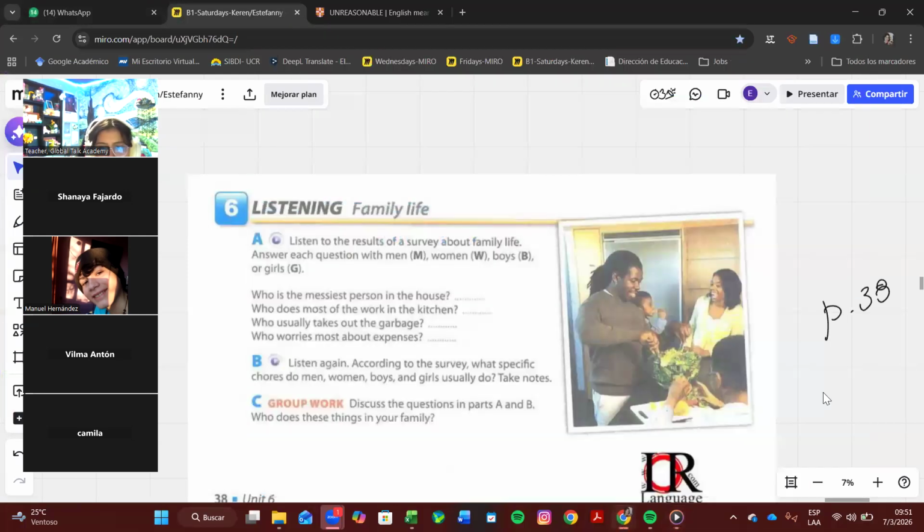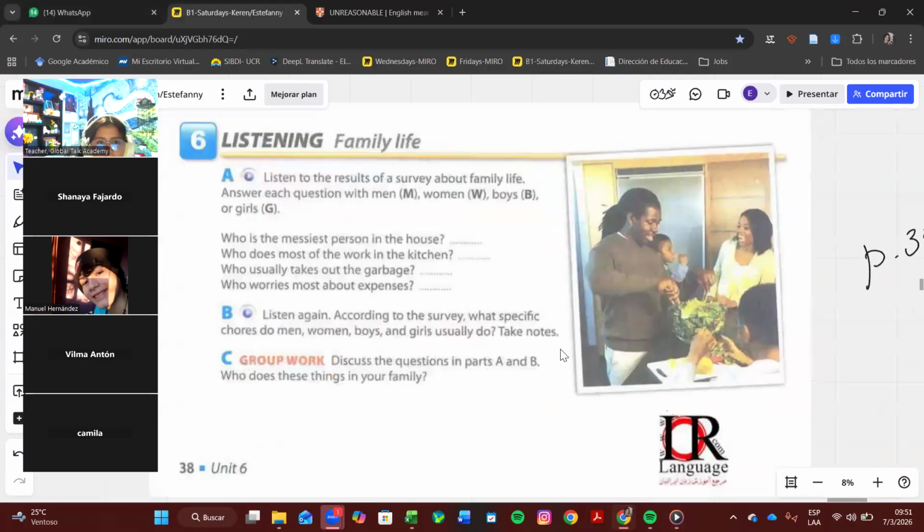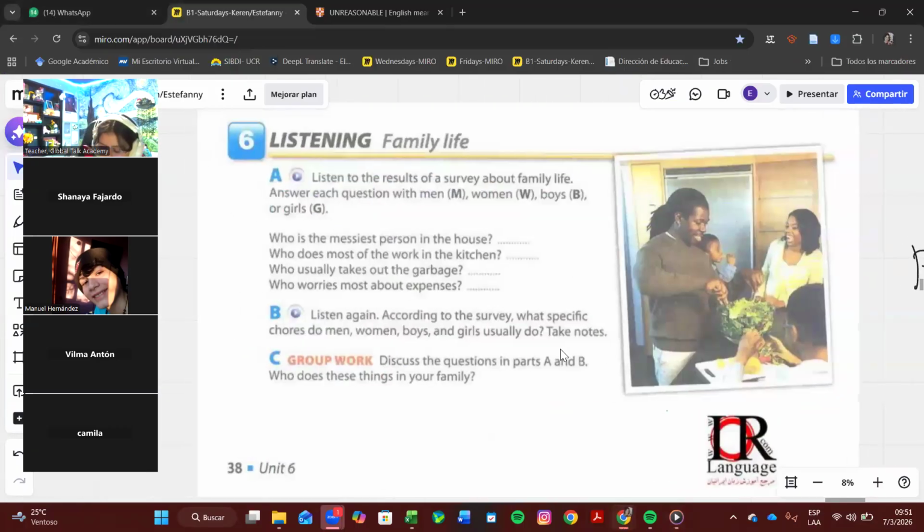So let's pay attention to that. Page 38, Exercise 6. Listening. Family Life. Part A. Listen to the results of a survey about family life. Answer each question with men, women, boys, or girls.